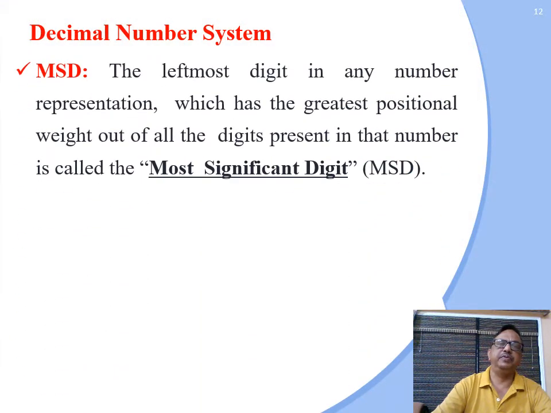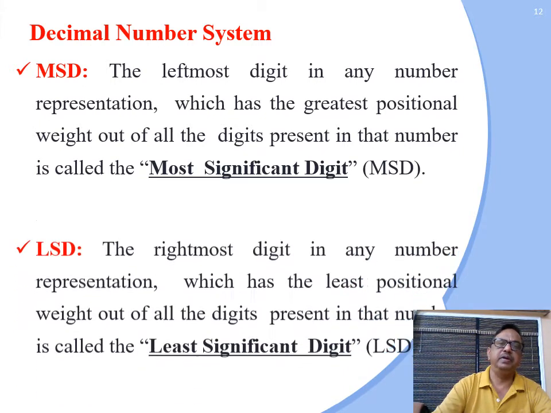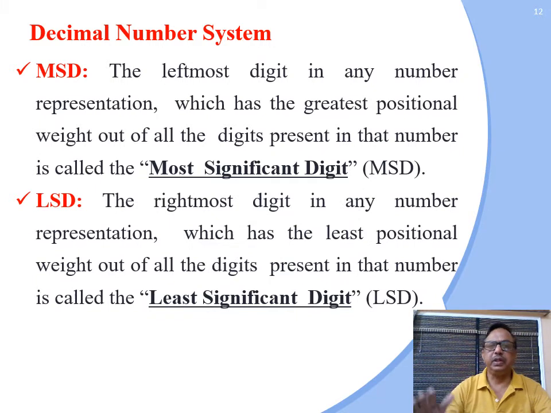There are two most important terms, MSD and LSD. The leftmost digit in any number representation, which has the greatest positional weight, is known as the most significant digit, and similarly the rightmost digit in any number representation, which has the least positional weight, is known as the least significant digit. I will show you in the example.